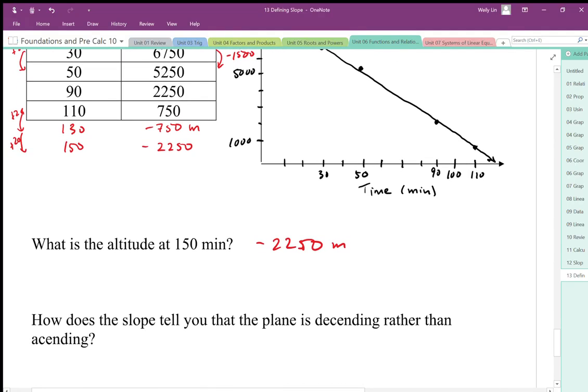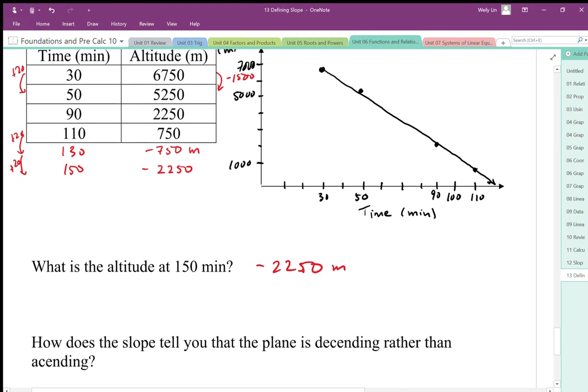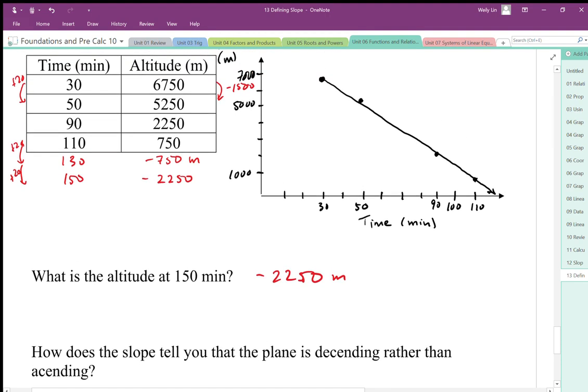So how does the slope tell you that the plane is descending rather than ascending? Well, the slope is going to be negative. When I calculate my slope, my change in y over my change in x, if I take those two coordinates between 50 and 90, my change in x is going to be positive 40 minutes. And if I do my subtraction in the right order, I should get the same number, and I can see that the slope is negative.